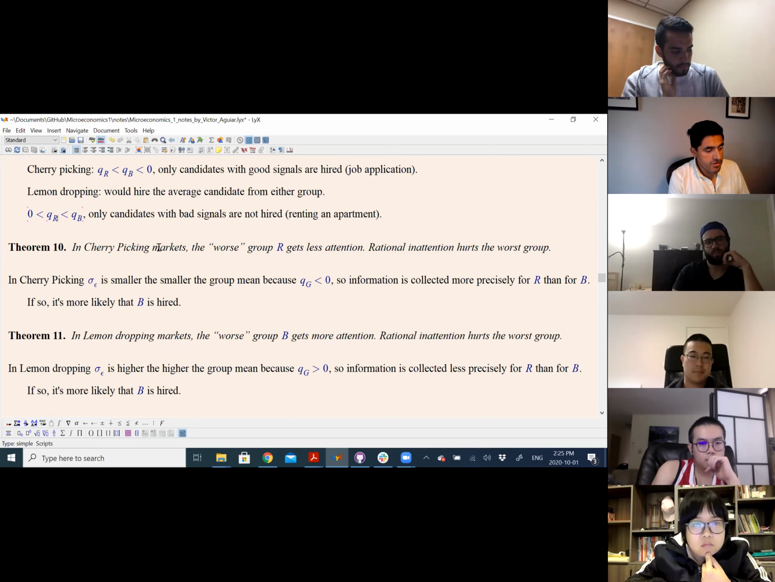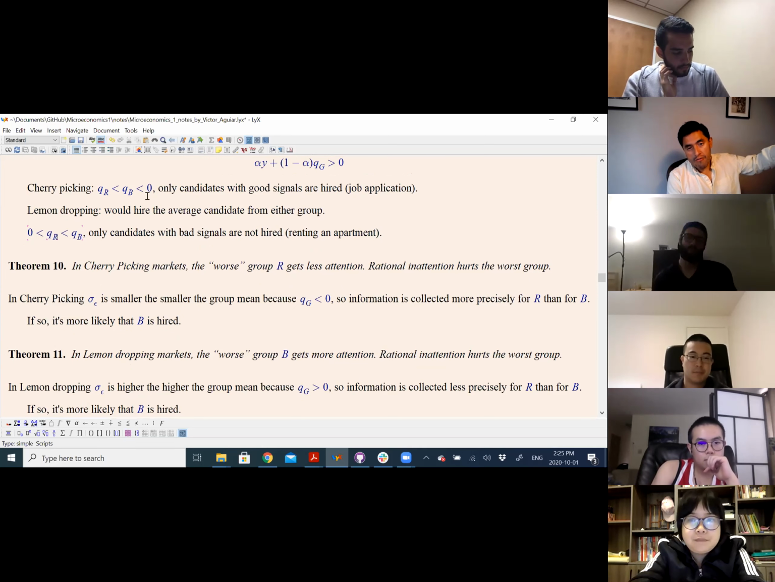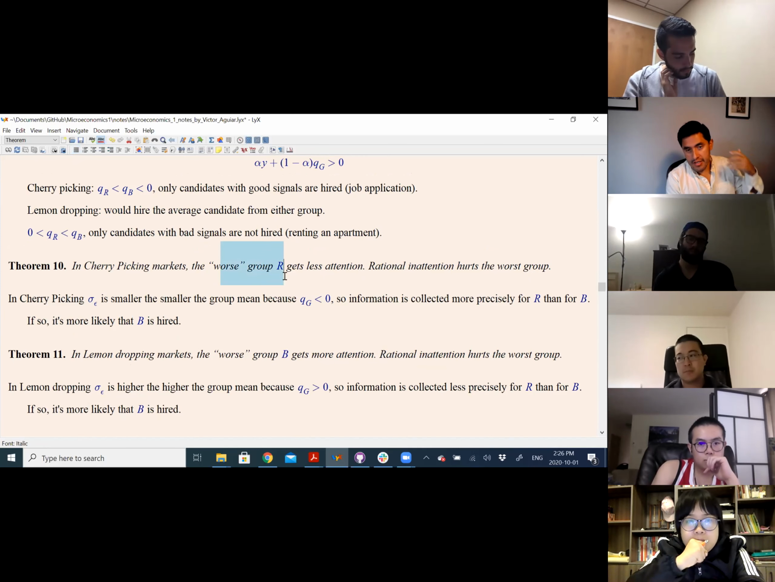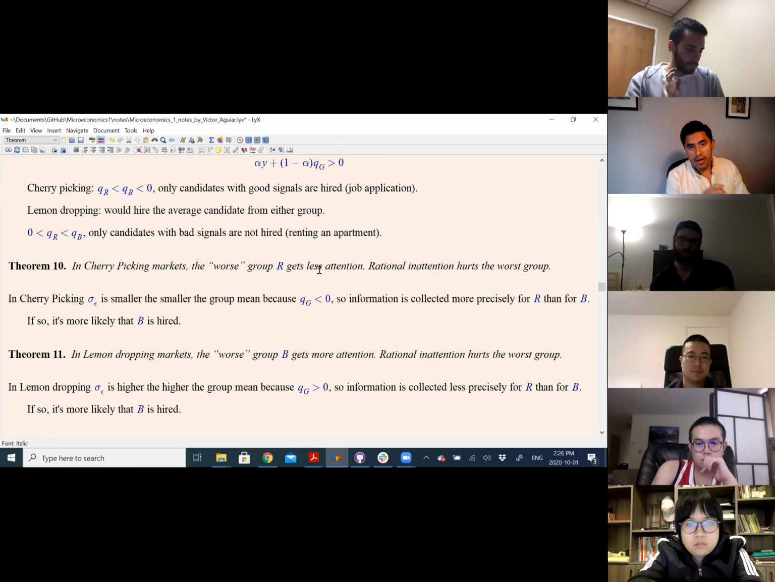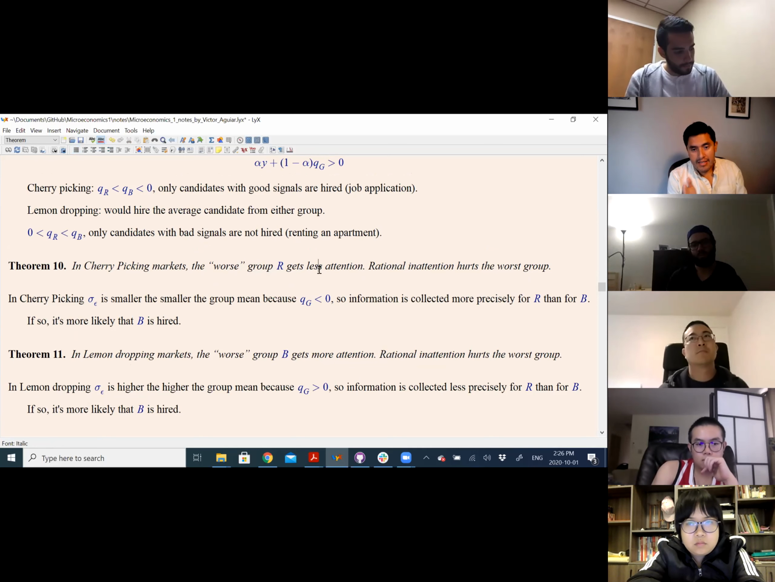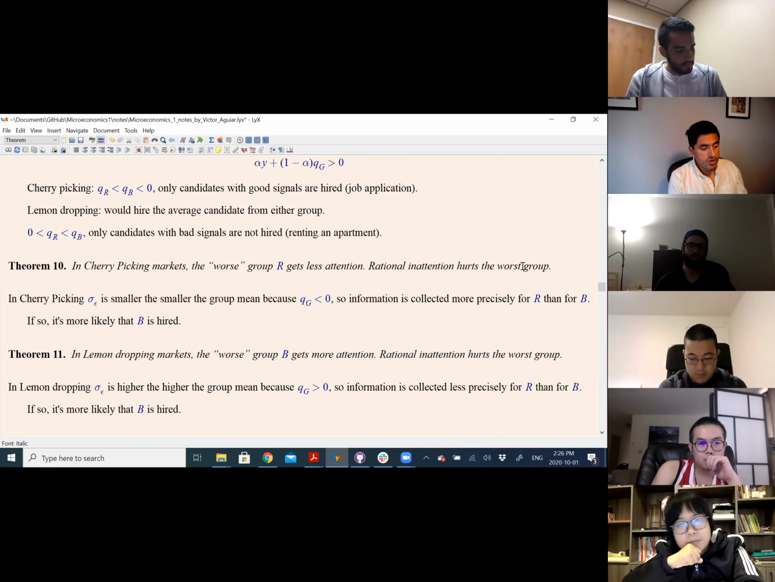So in cherry picking markets, remember, everyone is below the bar in the mean, so only a few people are above the bar, right? So if you're cherry picking, then actually the worst group, in this case the group R, which is worse in means, gets less attention. Like an employer like Amazon, if they have rationed attention, will spend less time looking at the CVs of red people, right? But once they see that, the fraction of people hired from the worst group is also going to be lower. So in particular, you're going to see fewer people of high quality when you're cherry picking.